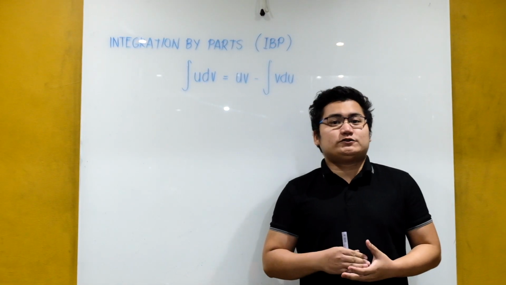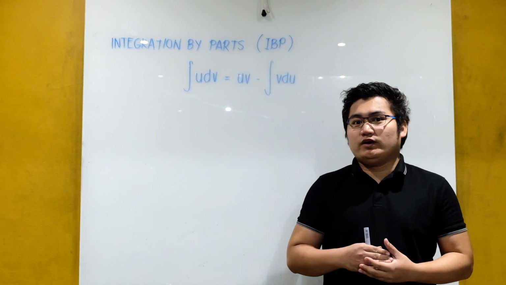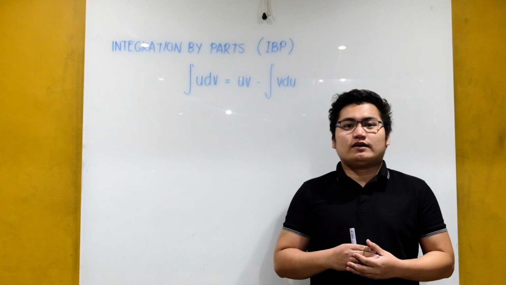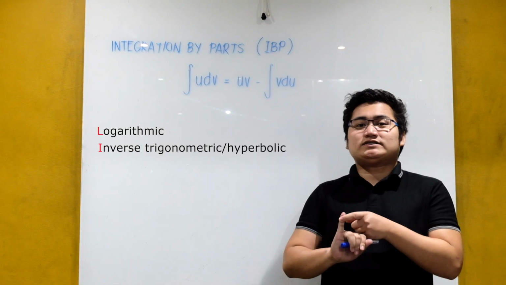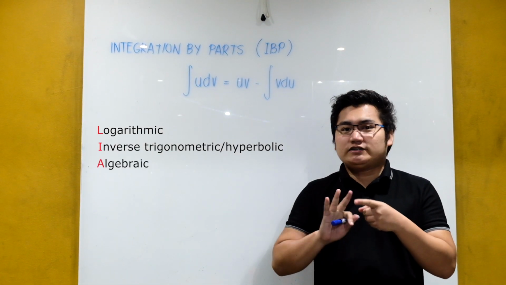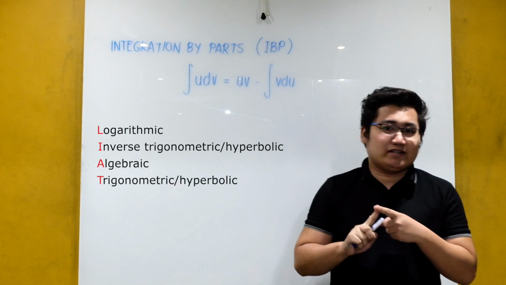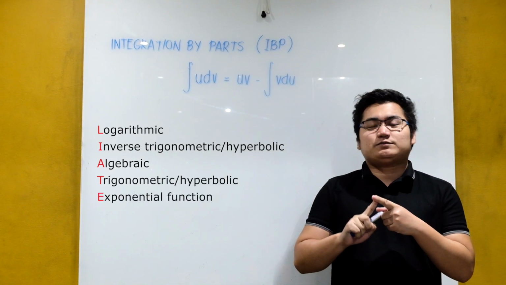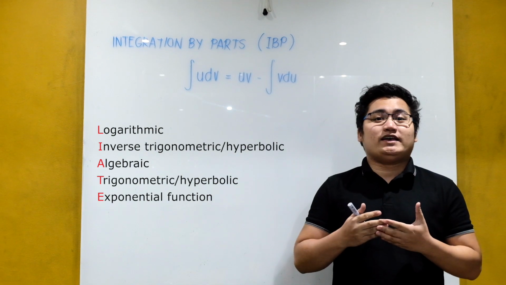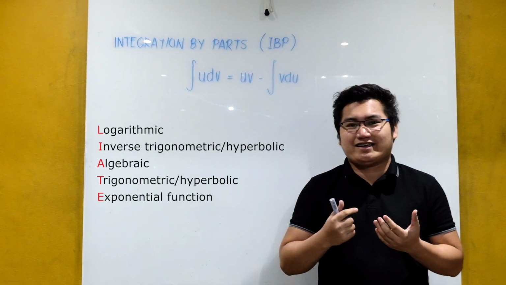The right way of choosing the U value is by following the order of logarithmic, inverse trigonometric function, algebraic expression, trigonometric function, and lastly, exponential function, or simply LIATE as our mnemonic.